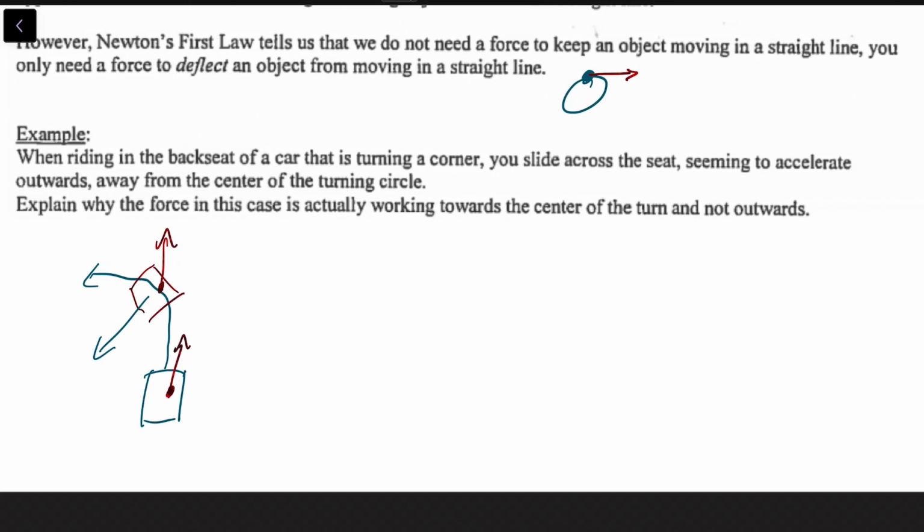Because of Newton's first law of inertia, your body wants to keep moving in a straight line. It is the inertia that you feel that is mistaken for a force pulling you outward. It's just the inertia. It's not actually a force. In reality, it's the seatbelt, the friction, and the door of the car that's actually pulling you in towards the center, and it's not really pulling you, it's actually pushing you in towards the center of the circle that you're traveling. So that's kind of an explanation there.